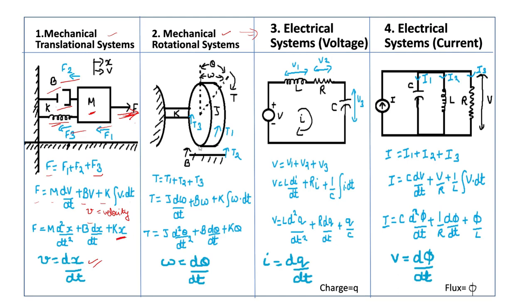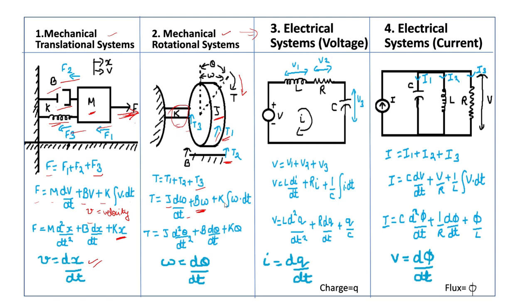Now for rotational system, this mass element becomes inertia element J. So now the net torque T is equal to torque due to this inertia element T1, which is J into d omega by dt, plus torque due to damper element or friction, which is b omega, plus T3. T3 is the torque due to spring element.